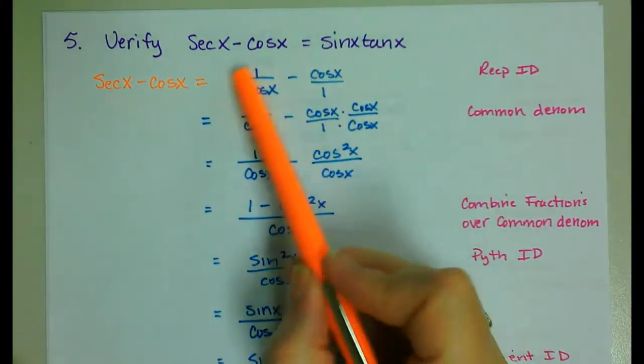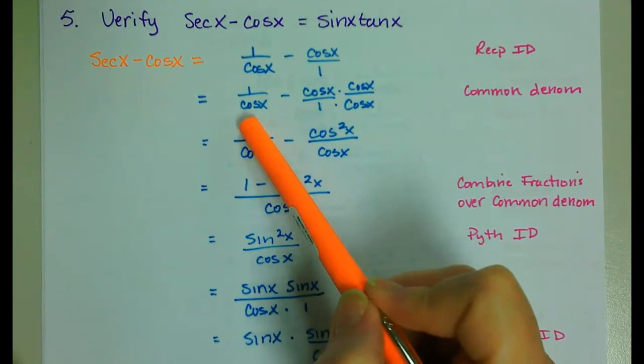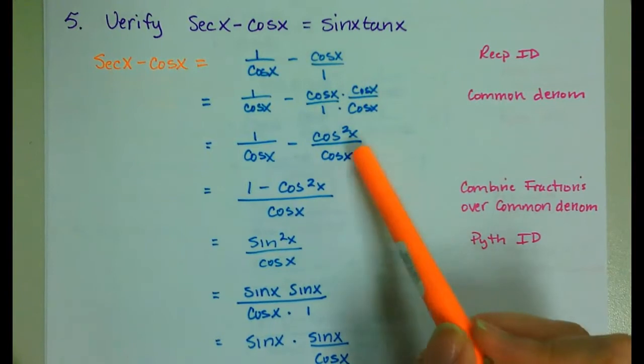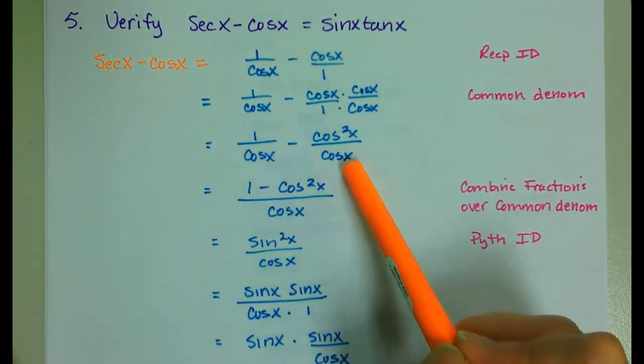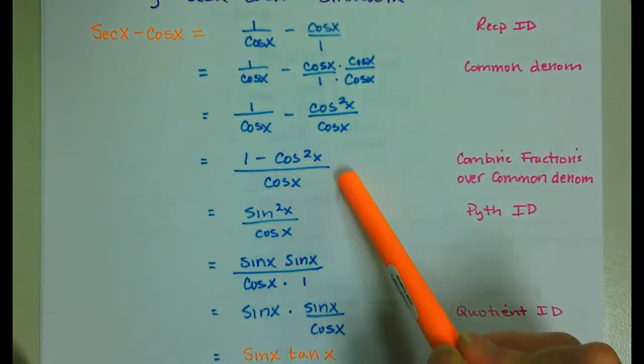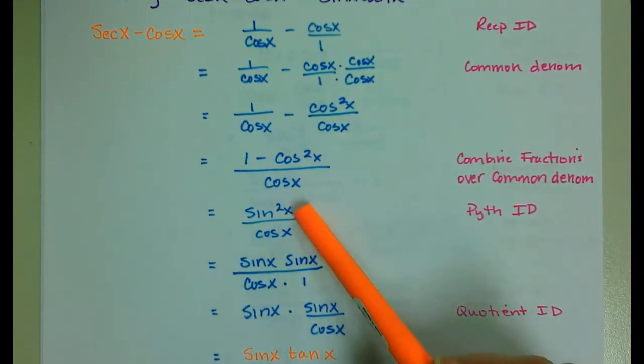I know I need to combine these two fractions together, so I need to get a common denominator. So the common denominator has to be cosine x. So I multiplied the bottom and the top by cosine x, and now I have cosine squared x over cosine x. Now that they have a common denominator, I can move the numerators together, and I can make it into a single fraction. Once I have my single fraction, hopefully you can see right there that we have another Pythagorean identity. So I replace that with sine squared x over cosine x.